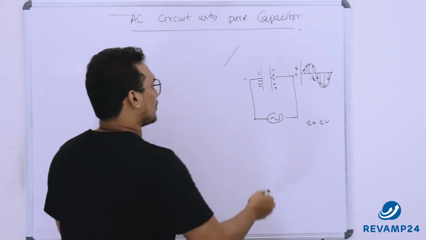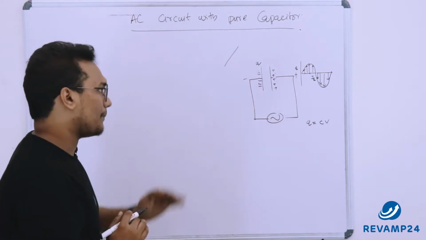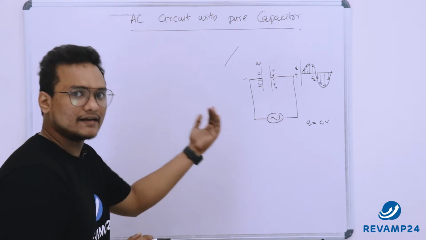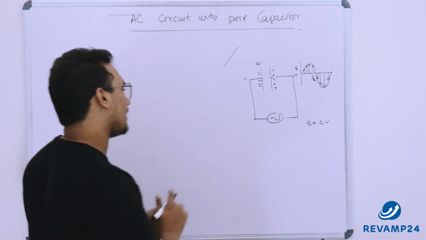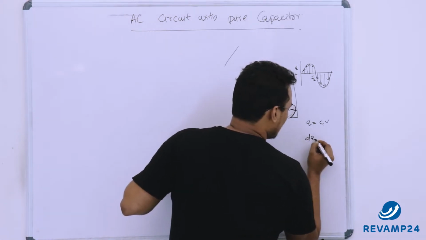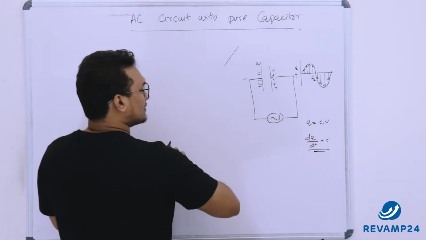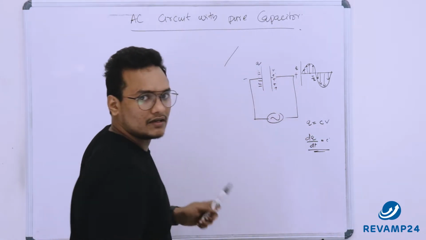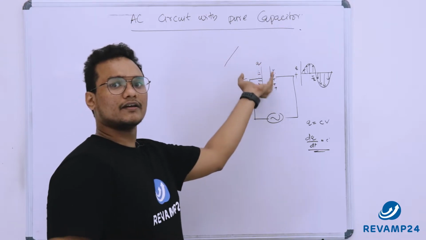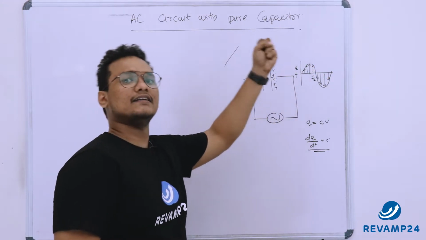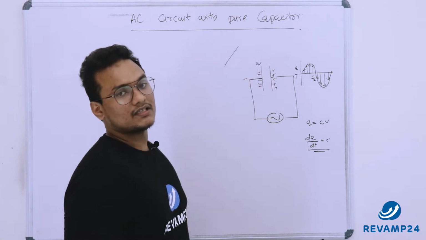Anyway, we know that the charge Q in the capacitor is increased and decreased. So there is a rate of change of charge here, right? And what is the rate of change of charge? dQ by dt is nothing but current. And if the frequency is 50, it is charged and discharged, and charged in the opposite direction and discharged, 50 times in a second.